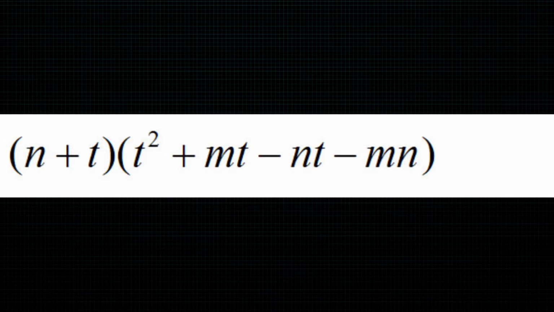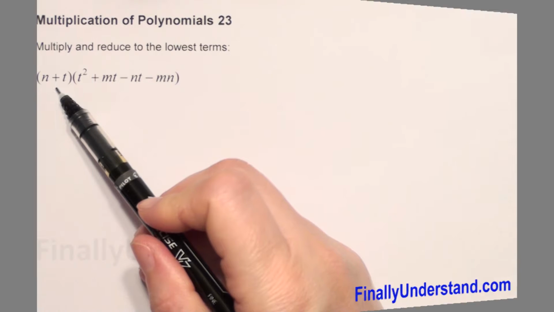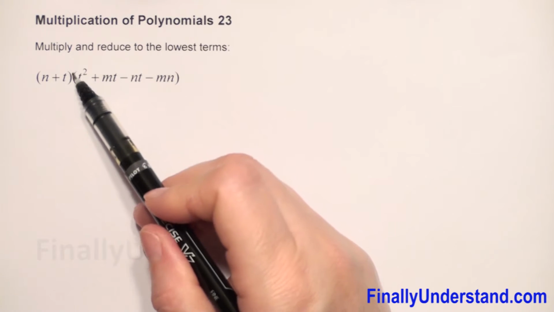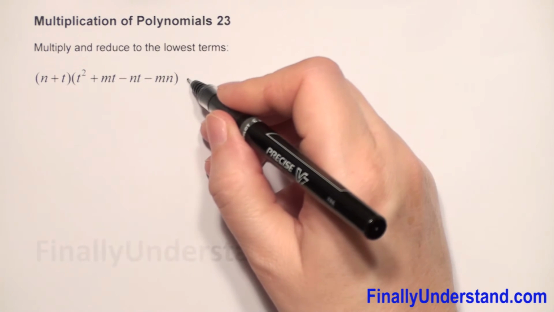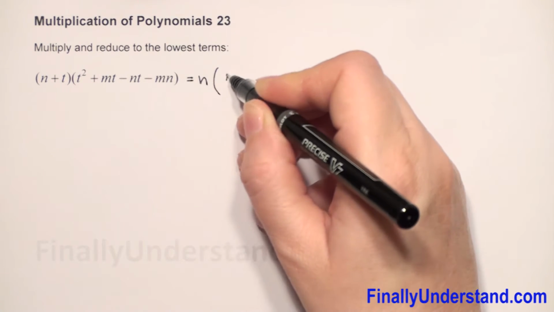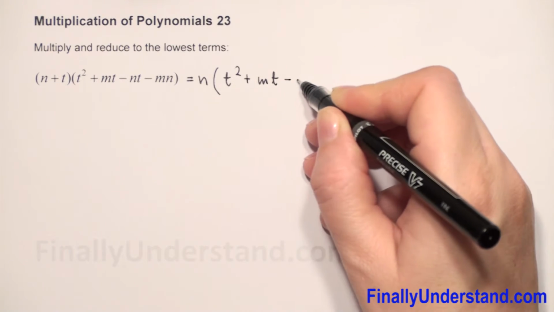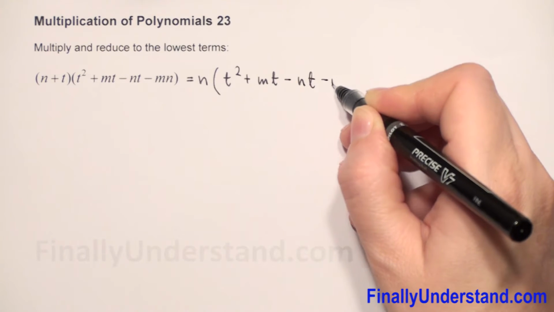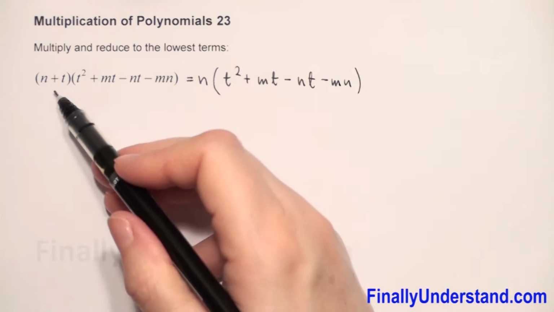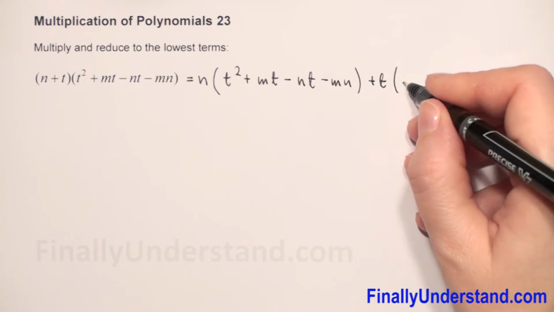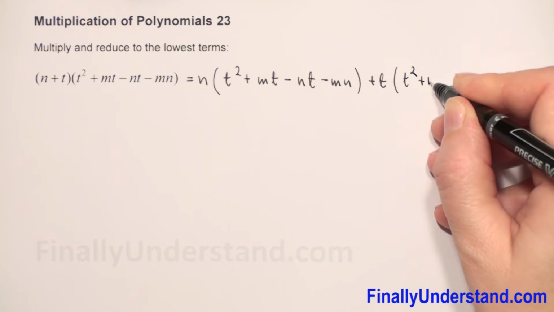We have multiplication of polynomials. How do we do this? We have to multiply every expression in the first parenthesis by every expression in the second parenthesis. So we have n times this whole expression in parenthesis. So we have n times t squared plus mt minus nt minus mn. And now we have to multiply t times this whole expression in parenthesis.